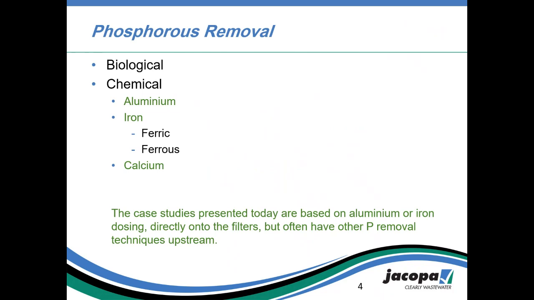The most common of which are, well, aluminium or iron, ferrous or ferric iron, or you can use calcium. So the case studies are based on aluminium or iron dosing into filters. By far the most common I've come across in the UK is iron dosing, normally ferric sulfate or ferric chloride. Ferric sulfate seems to be the best cost advantage at the moment, but that can change as prices for these products change.